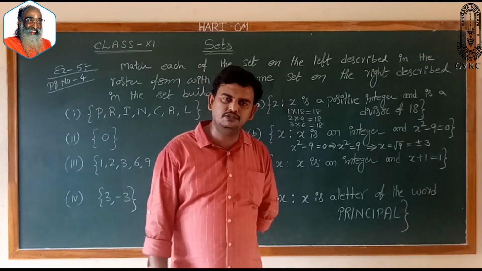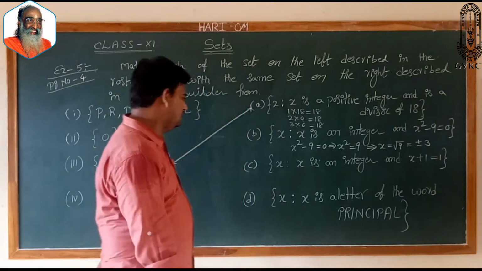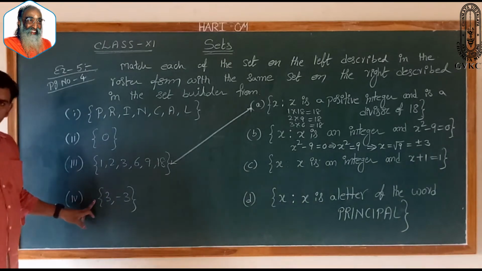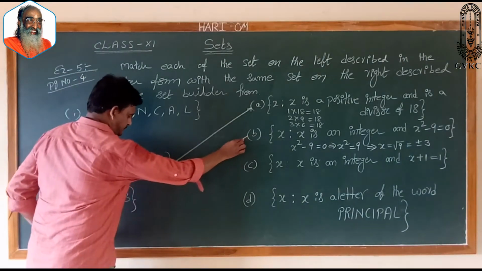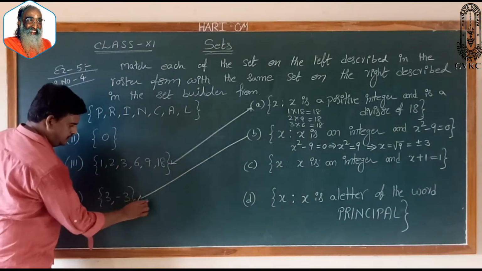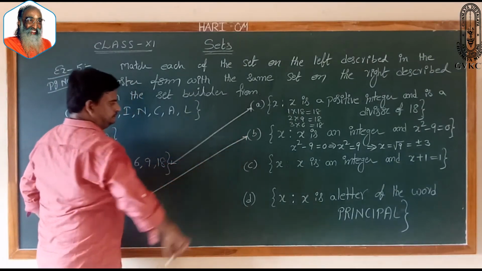Now what are the x values? Plus 3 and minus 3. Where do we have them? Yes, here I have plus 3 and minus 3. So these two I need to match.